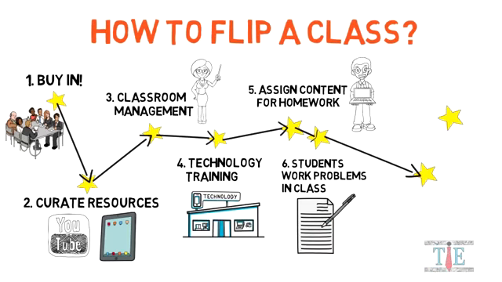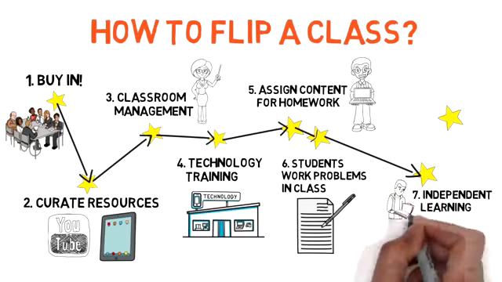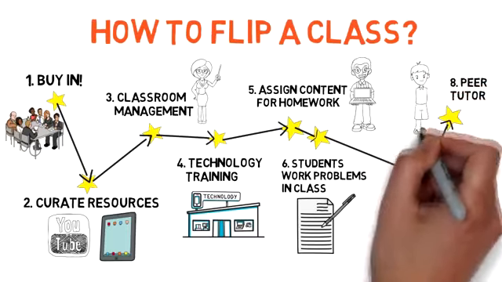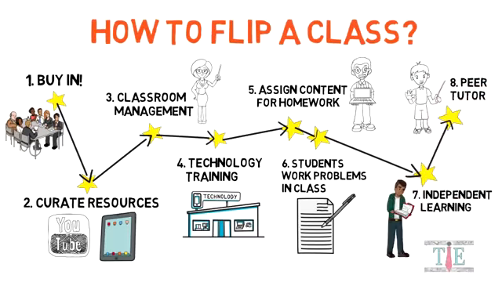Moving on to number 7, independent learning. With a flipped classroom, students become independent learners and have the ability to move through the curriculum at their own pace. And the last star in the sky, number 8, peer tutoring. Pair up your advanced students who mastered the content beforehand with students having a hard time completing the problems.